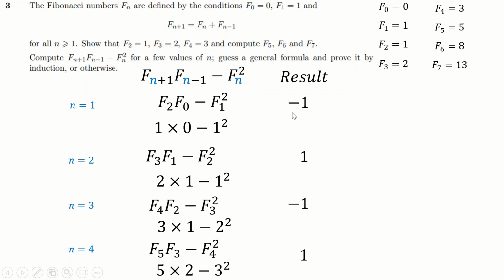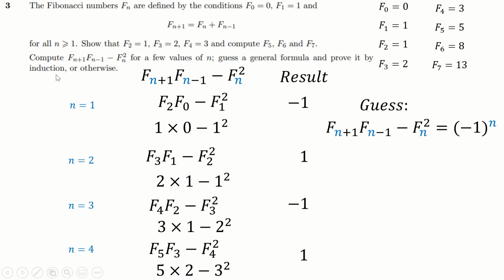Well, this is a pattern, right? So that's good, because to guess a general formula, I'd probably need a pattern. So I'm going to guess that the formula for this is minus 1 to the power n. Because notice, if I use an odd number for n, I get a minus 1, and minus 1 to the power of something odd is minus 1. But if I use an even number, I get positive 1, and minus 1 to an even power is positive. So I'm going to guess that's my formula.